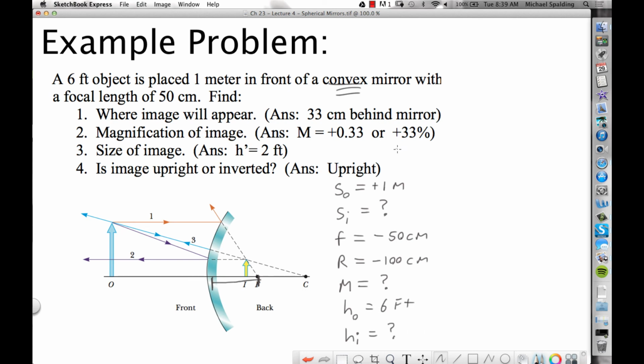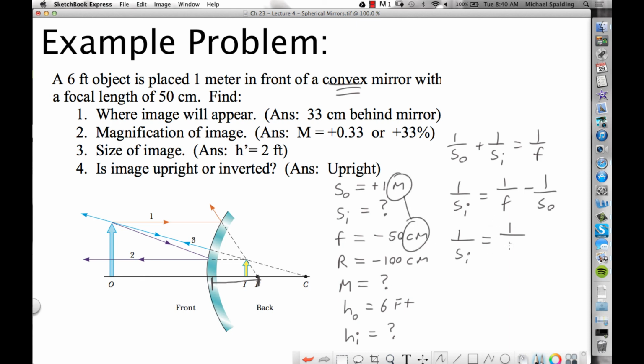Now, look, the rest of this is just algebra. Finding where the image will be, we use this equation. 1 over SO plus 1 over SI equals 1 over the focal length. So 1 over SI equals 1 over F minus 1 over SO. Then you just plug in. But you got to pay attention to your sign conventions. Oh, look, we got to make these units work. See, meter and centimeter, right? So let's just make this negative 1 over 0.5 meter minus 1 over 1 meter.